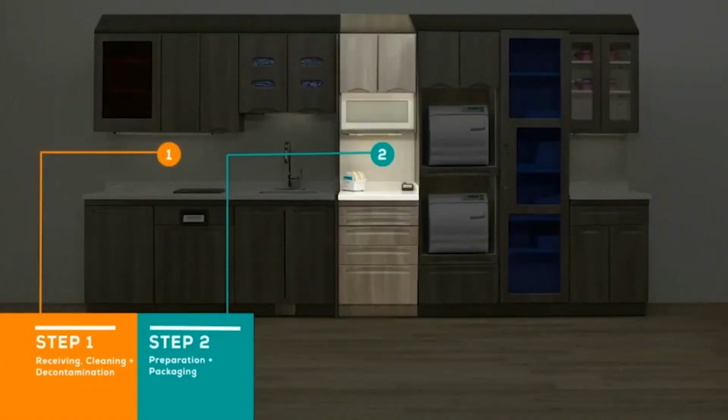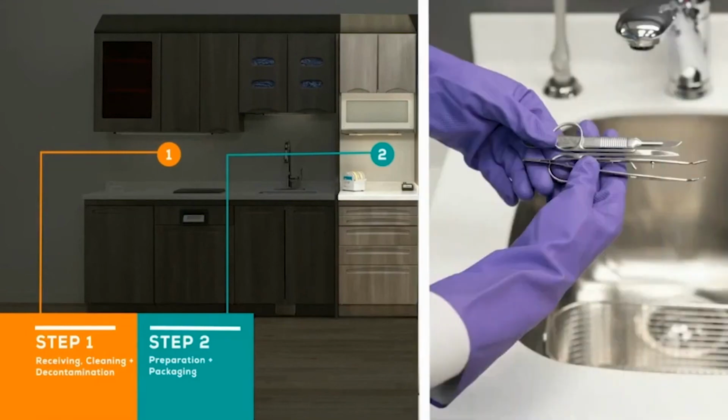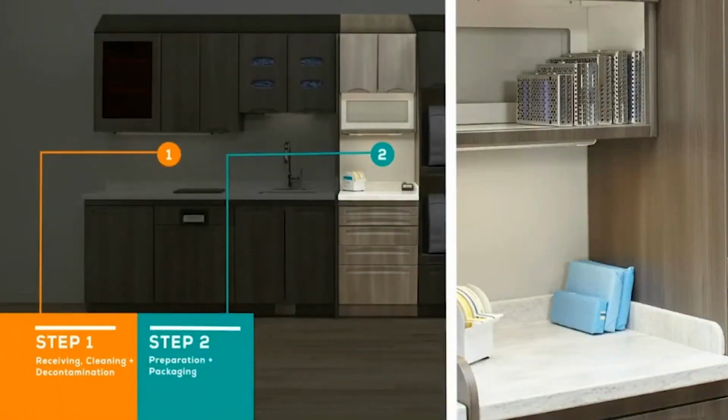Step 2. Preparation and packaging. After cleaning, instruments should be rinsed and dried thoroughly. Sterilization may be compromised if instruments are not dry. Once cleaned and dried, instruments and other supplies should be inspected, assembled into sets or trays, and wrapped or packaged for sterilization using approved autoclavable packaging materials.